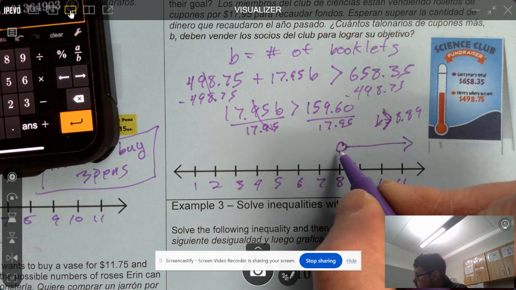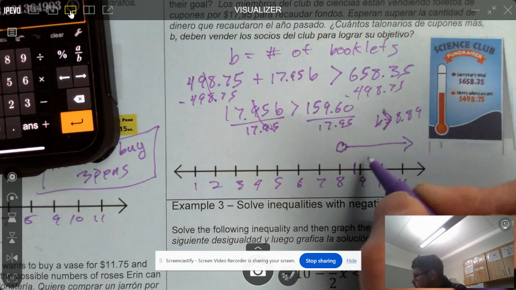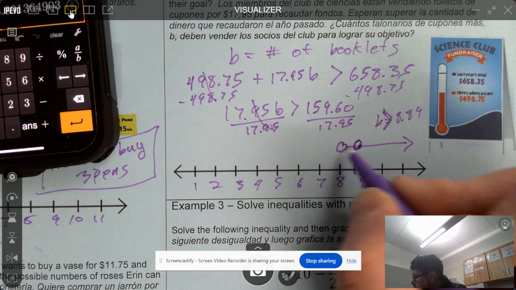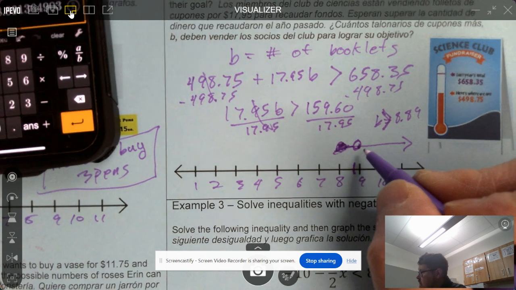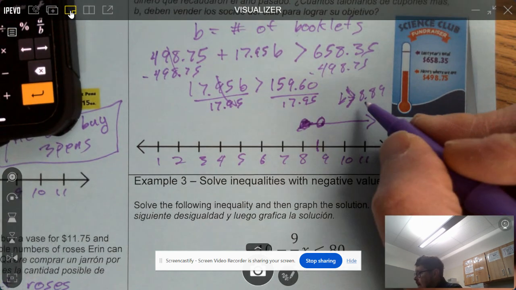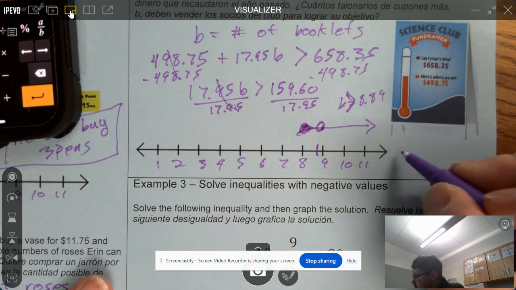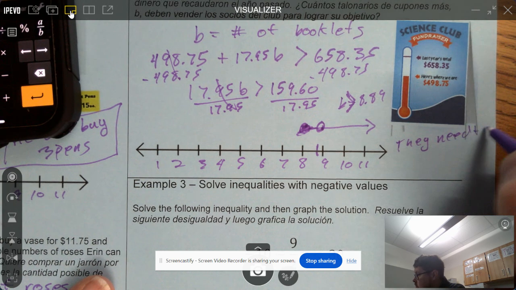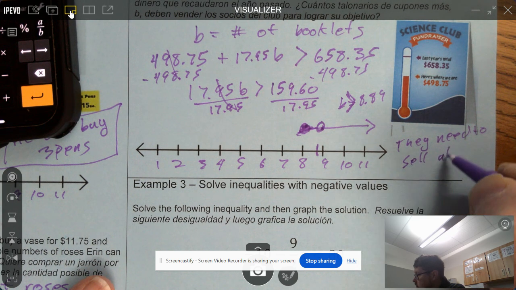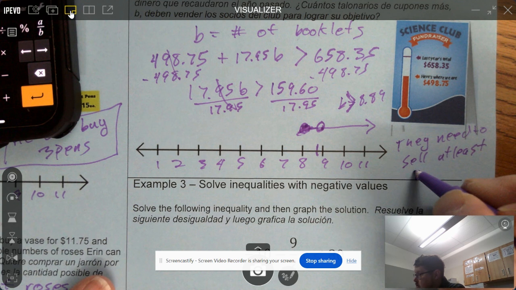And it's going to be an open circle because it's actually right there, because that 8.89, right? But it leads us to basically selling only 8, right? Because you can't sell 0.89, right? So they can sell 8, or they need to sell 8. And we'd say at least 8 booklets.